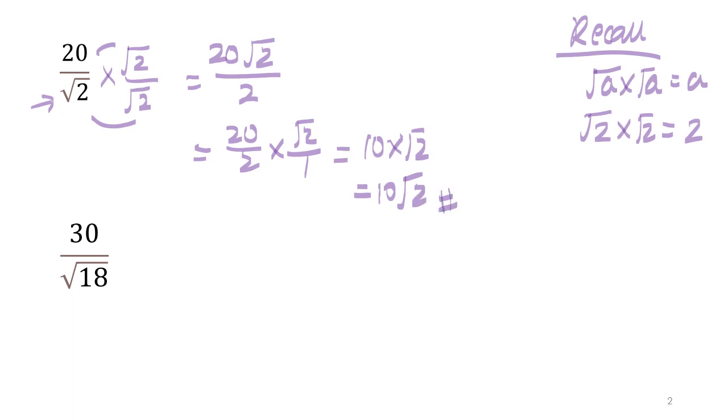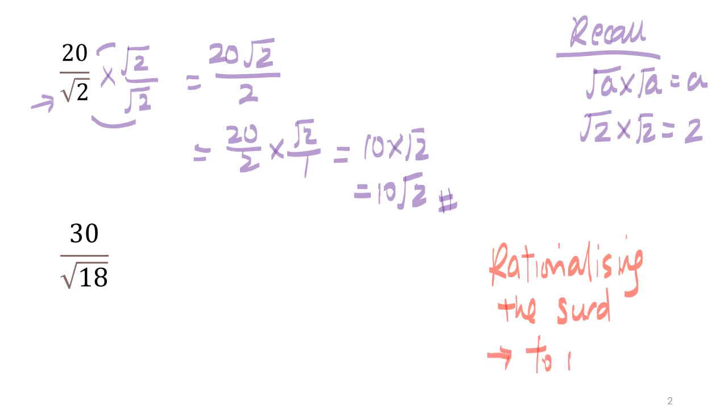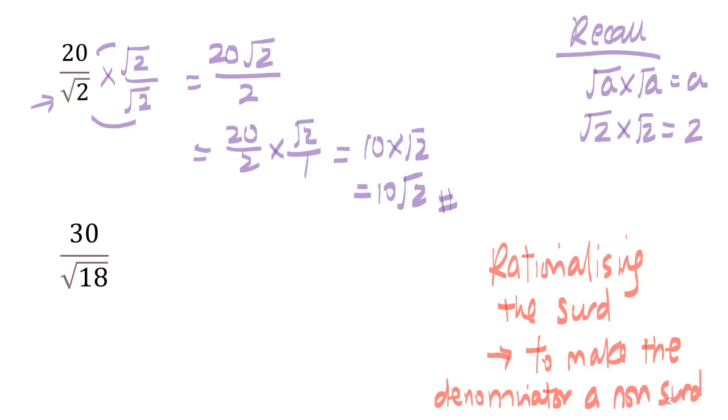Okay? So this is what it means by rationalizing the surds. Rationalizing the surds means to make the denominator a non-surd. Okay? Right, so let's look at the second example.